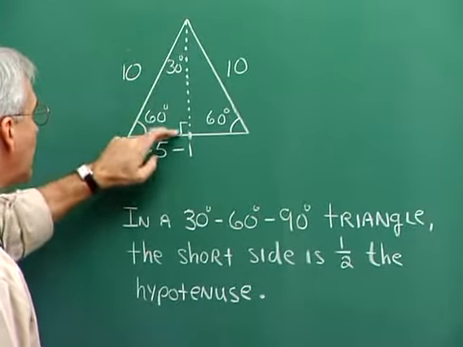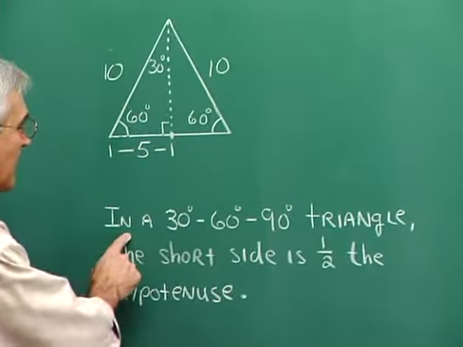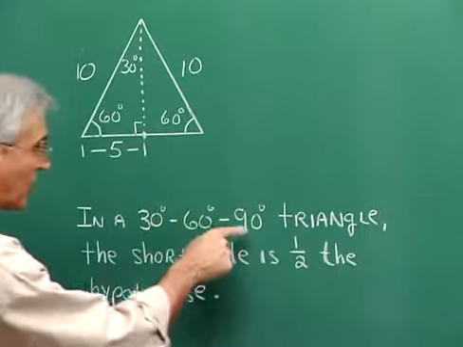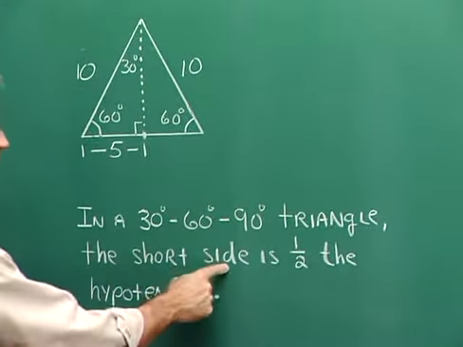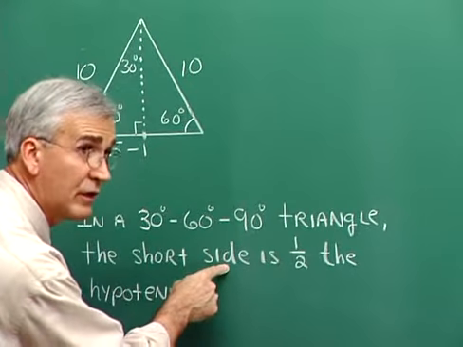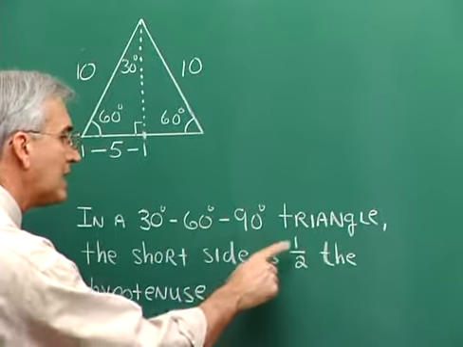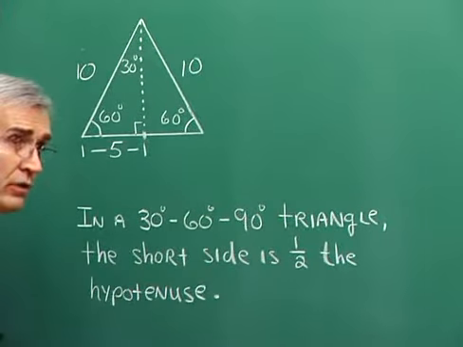It's a 30, 60, 90-degree triangle. So we can write this relationship. We can say that in a 30, 60, 90-degree triangle, and it's a right triangle because of the 90 degrees here, but in this kind of triangle, the short side, which is the side opposite the 30-degree angle, and it's always going to be the short side, is half the hypotenuse, or we could say that the hypotenuse is double the short side.